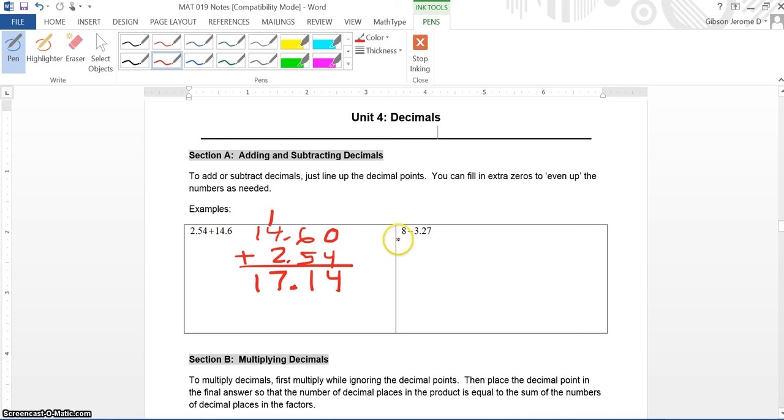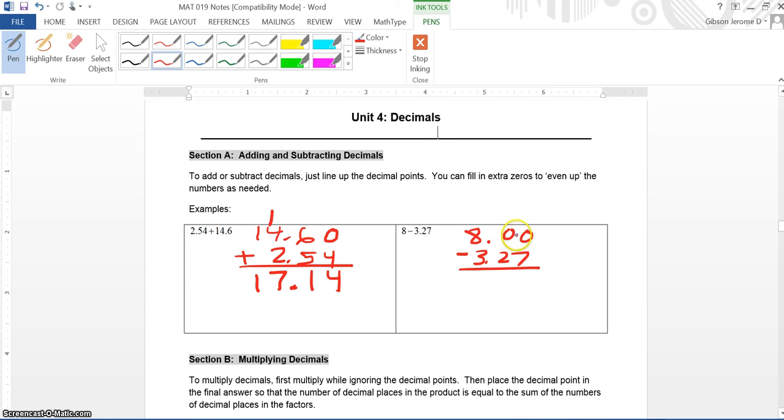Now we go to the second problem. We had 8 minus 3.27. So we would take 8 minus 3.27. We will put a decimal behind the 8 and line it up with the decimal in the 3.27 and add 2 zeros. Now we have to subtract. We cannot subtract 7 from 0.